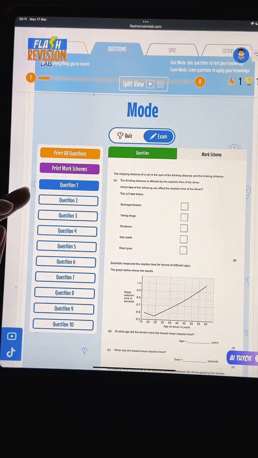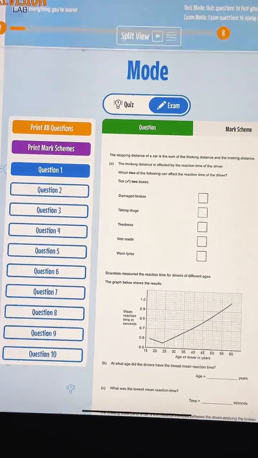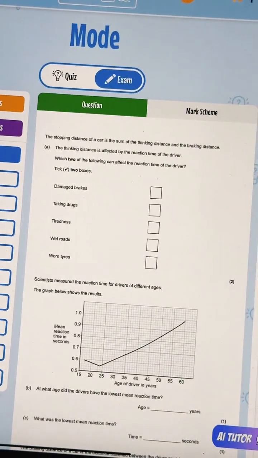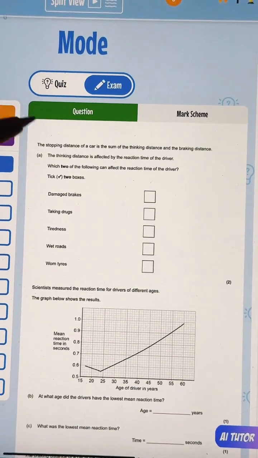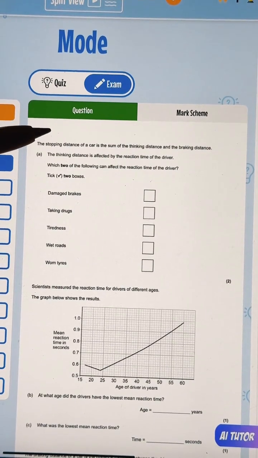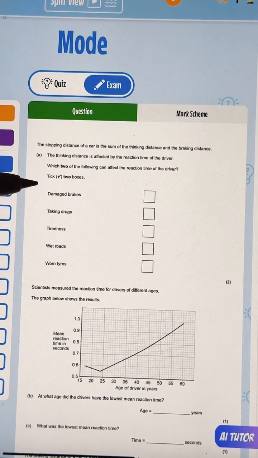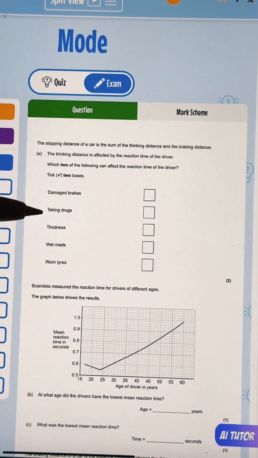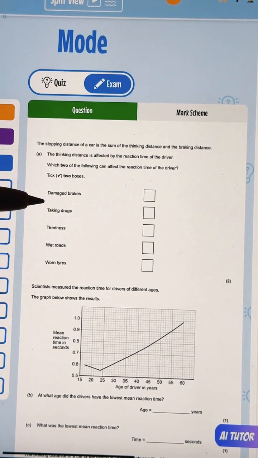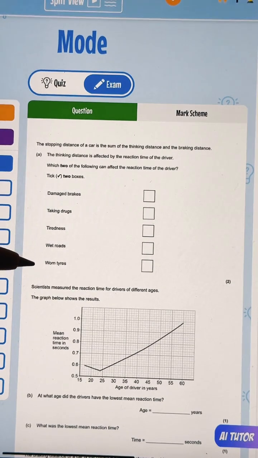Okay, the stopping distance, I'll zoom back in, it's a bit small. The stopping distance of a car is the sum of the thinking distance and the braking distance. The thinking distance is affected by the reaction time of the driver. Which two of the following can affect the reaction time of the driver? Tick 2 boxes. So we've got damaged brakes, taking drugs, tiredness, wet roads, or worn tyres.